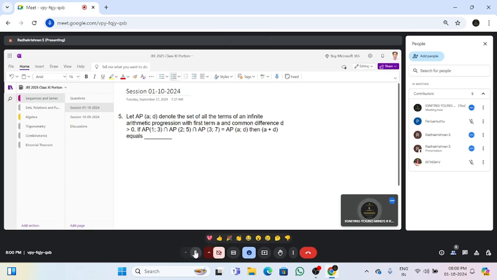Rather, it says AP(1;3), where 1 is A and 3 is D, intersection AP(2;5), intersection AP(3;7), equal to AP(A;D). Right. Then A plus D is equal to what? Hello. Tell me, sir.